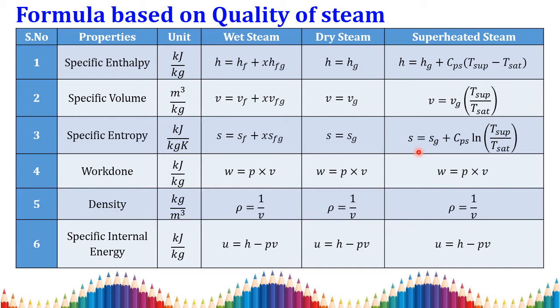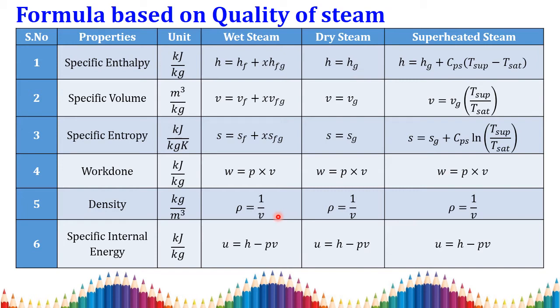And also work done. We know that the flow work is equal to P into v, so work done is P v for all three cases. But the specific volume will vary according to these three different conditions. Also, the specific volume is the reciprocal of density, or otherwise density can be written as 1 by specific volume, in all three cases of the quality of the steam.